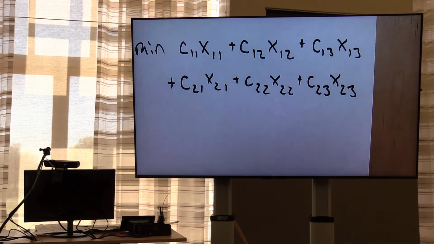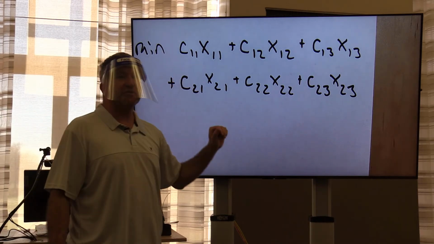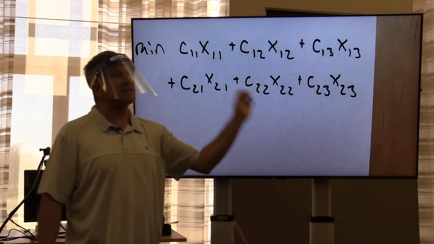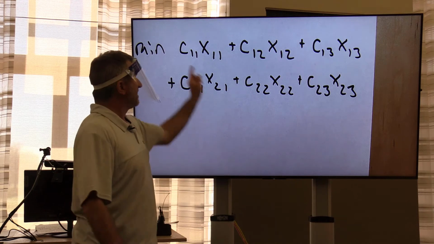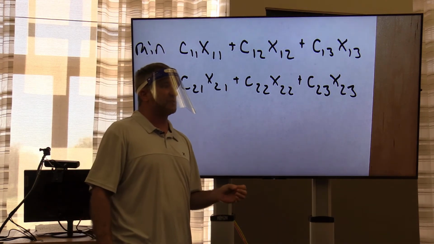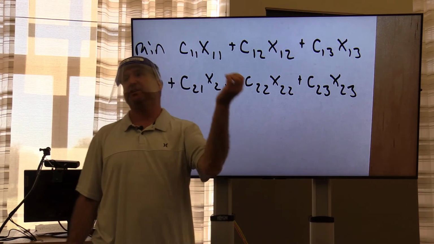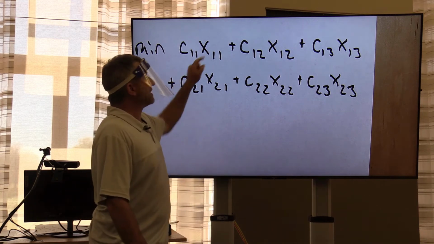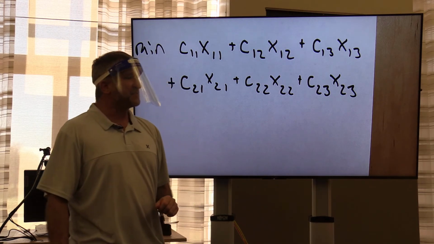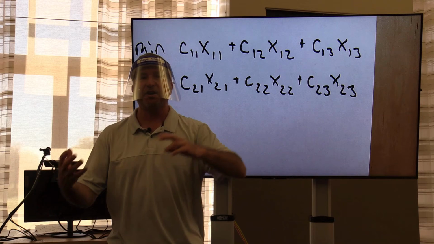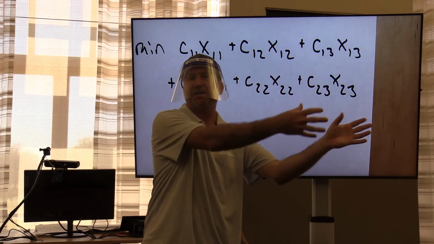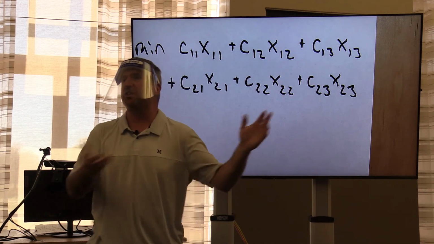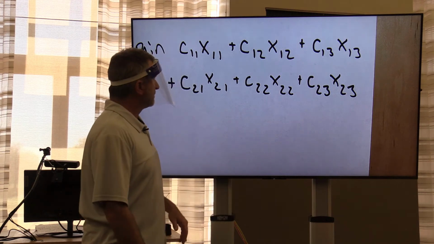So this probably makes sense to you. X11 is the number of units we're taking from supply site 1 to region 1. C11 is the cost of moving a unit from supply site 1 to region 1. So if we multiply those two variables together, that's the cost of moving all the stuff we took from supply site 1 to region 1. That's the cost of moving all that stuff.